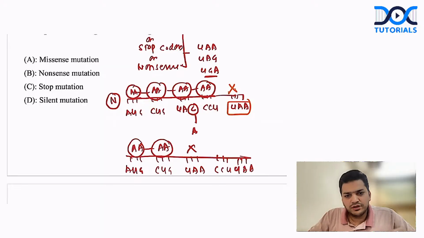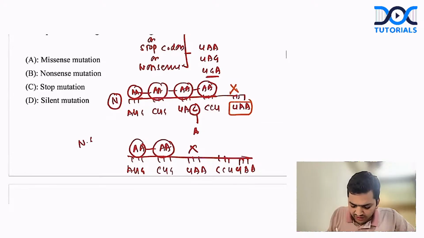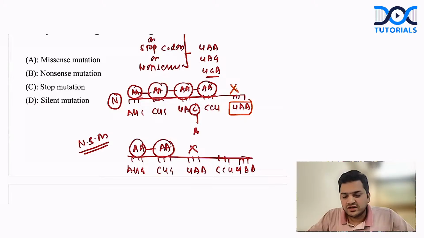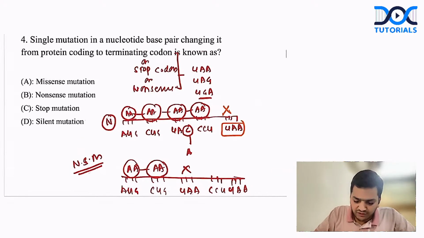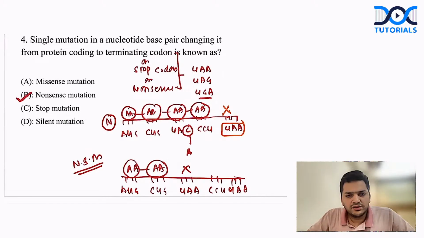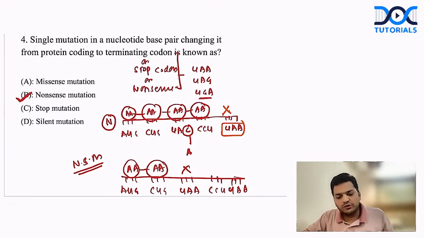And this kind of mutation, where a coding codon is converting into a nonsense codon or the terminating codon, is called a nonsense mutation. It leads to premature termination. It will lead to truncated proteins. It's going to be a very severe one. So they're asking what kind of mutation this is, and it is known as the nonsense mutation. It is going to make the proteins very small. Yes, very good.